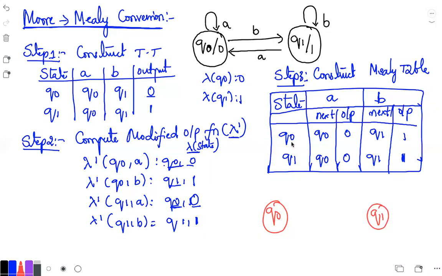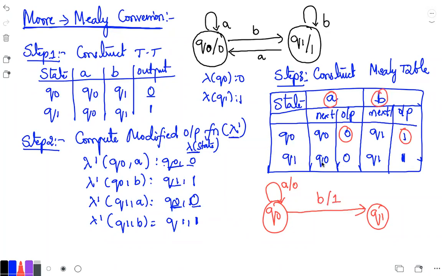As this is a Mealy machine, the output should correspond to the input, right? So input and output go to Q0. That is, Q0 on A with output 0 goes to Q0. I will write it as A by 0. Next, Q0 on B with output 1 goes to Q1. So Q0 with input B producing output 1 goes to Q1.